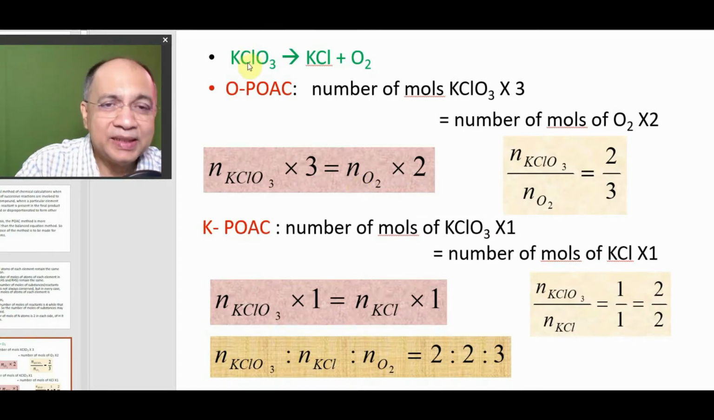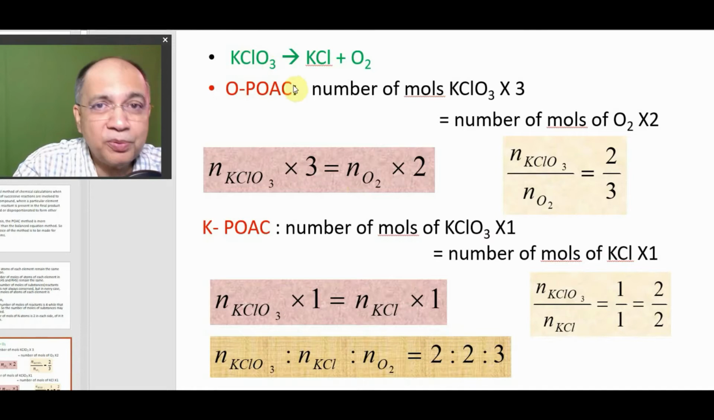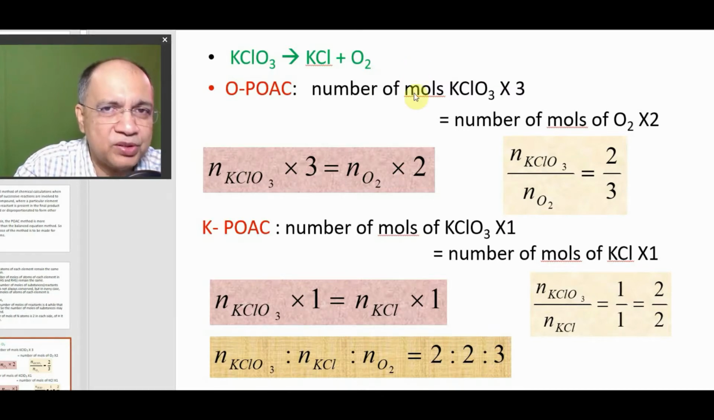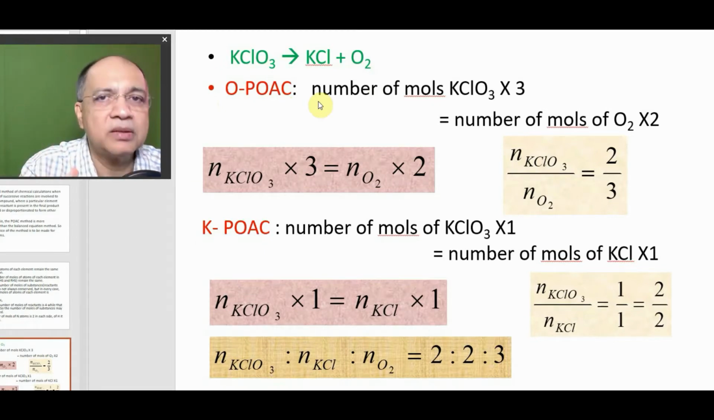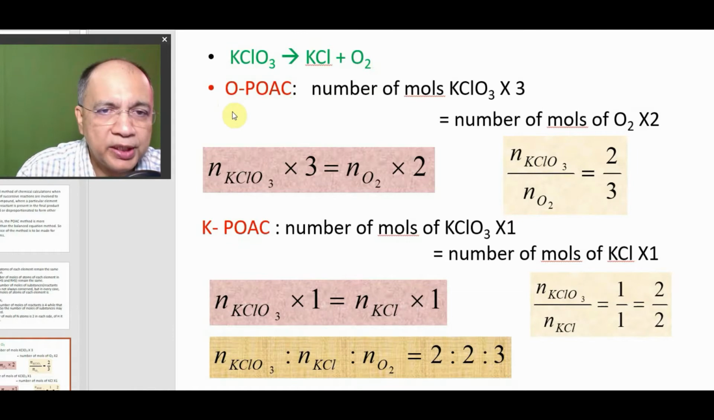Say, this decomposition of KClO3 giving KCl and oxygen, let us try to apply the POAC. We are not balancing it. In POAC, the reaction equations are not balanced. Now let us apply oxygen POAC. Each individual element has to be taken separately. So let us try to apply POAC to the oxygen element.